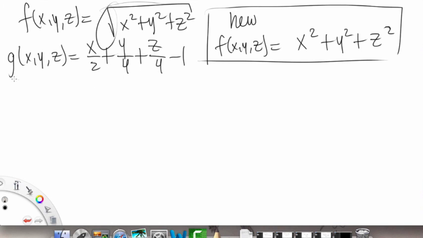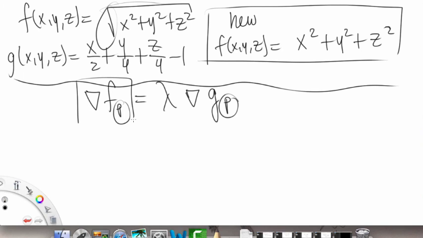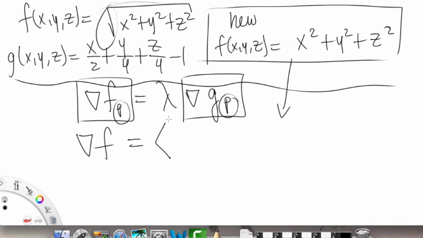Okay, so now we're going to make use of our Lagrange equation, right? So we're going to have the gradient of f at a certain point equal to lambda, our Lagrange multiplier, times the gradient of g at that point. Our goal is to find that point P at which they're equal. All right, so this is how we're going to do it. First of all, we're going to find the gradient of f and then the gradient of g, and we'll go from there. So the gradient of f is simply going to be f sub x, f sub y, and f sub z.